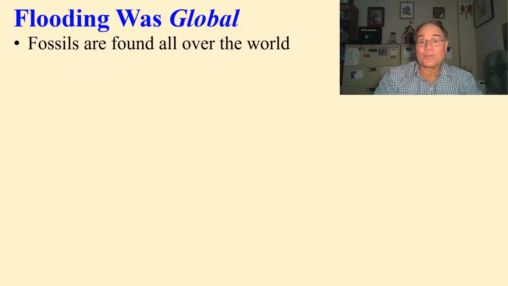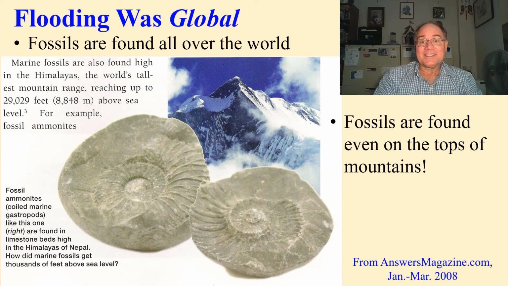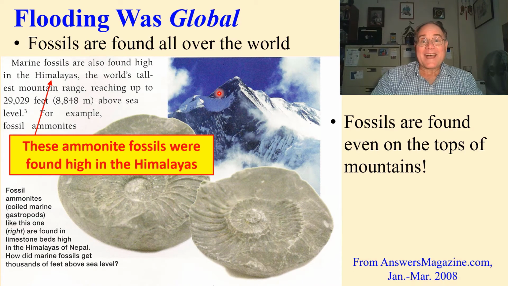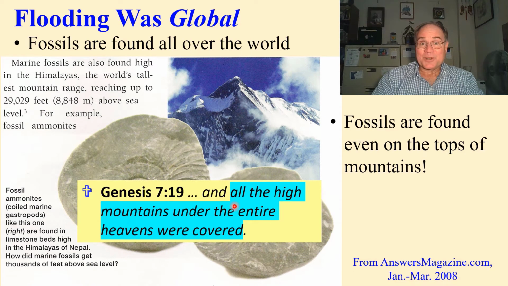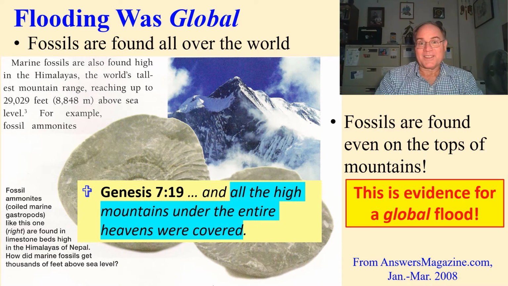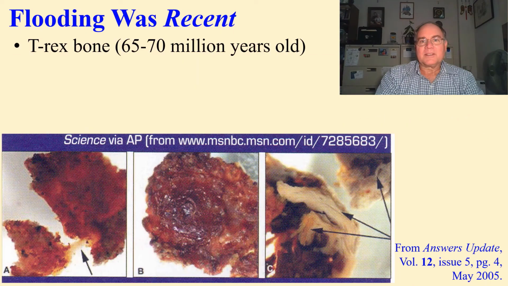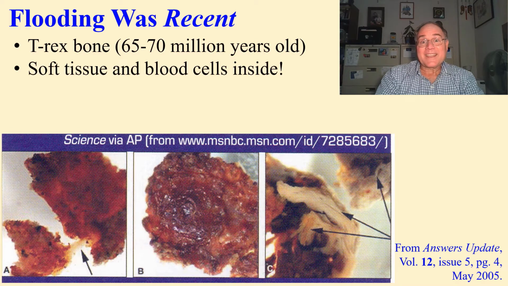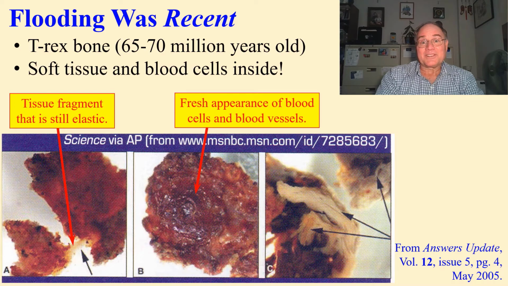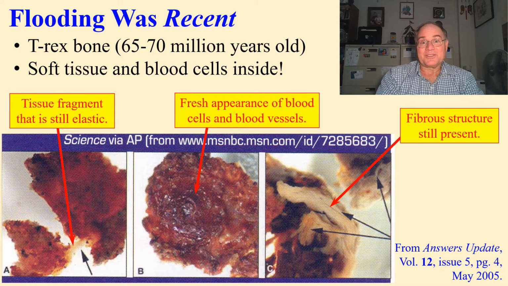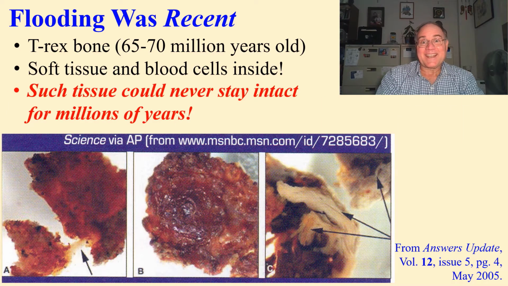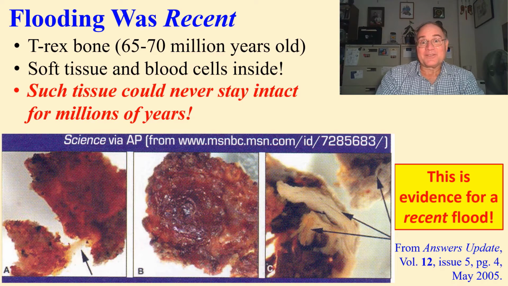Fossils are found all over the world, even on the tops of mountains. These ammonite fossils were found high in the Himalayas. Remember that God's word tells us all the high mountains were covered. This is evidence for a global flood. Some T-Rex bones were found that are supposedly almost 70 million years old, yet they have soft tissue and red blood cells inside, elastic tissue, fresh appearance of blood cells, and a fibrous structure. Such tissues could never stay intact for millions of years. This is evidence for a recent flood.